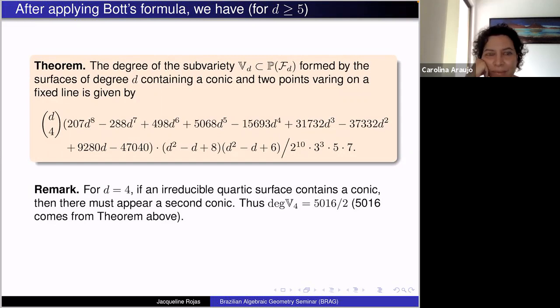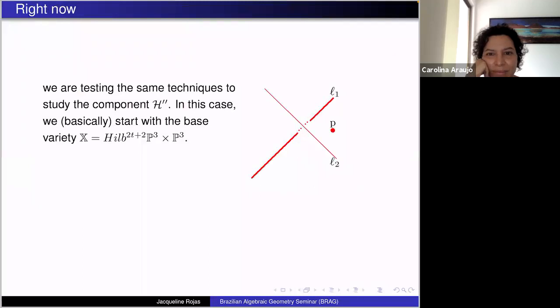And right now, we are testing the same technique to study the other components. For example, H2 prime prime. In this case, we basically start with the base variety X corresponding to the product. In the first factor, you look for Hilbert 2t plus 2, P3. This means to look generically at two skew lines. And the other factor, P3, is for the point. This is the starting point.